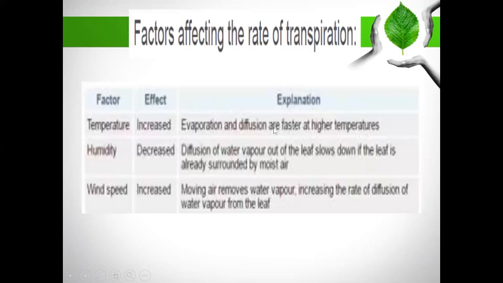Now, the factors affecting the rate of transpiration, as we have already discussed, there are four factors. Number one is temperature. If the environment has a higher temperature, there would be a higher transpiration rate. If there is a high speed of wind, there would be more transpiration. And one more thing is light intensity. If there is more light intensity, there would be more transpiration. But with humidity, if there is more humidity, there would be less transpiration. We already discussed this one.